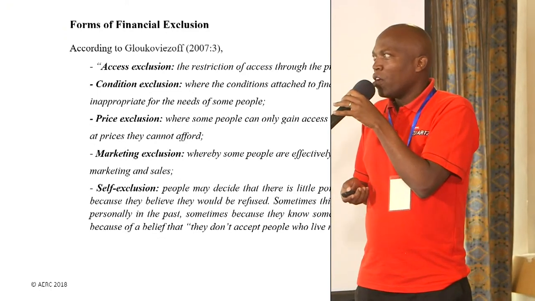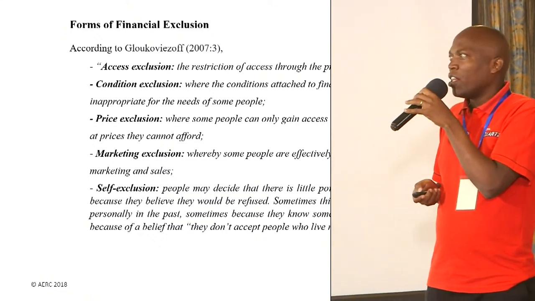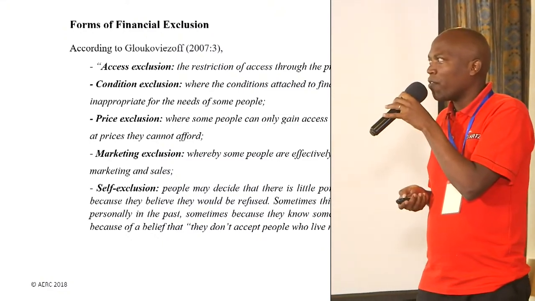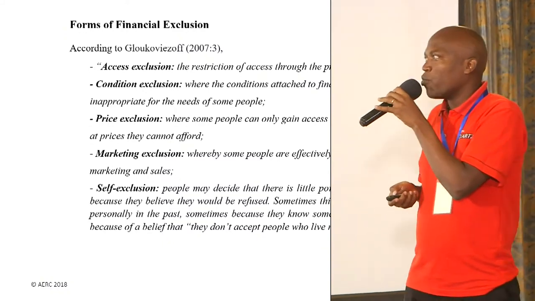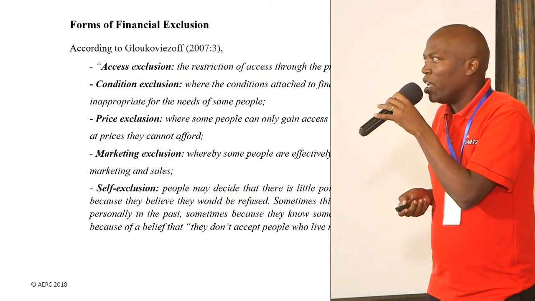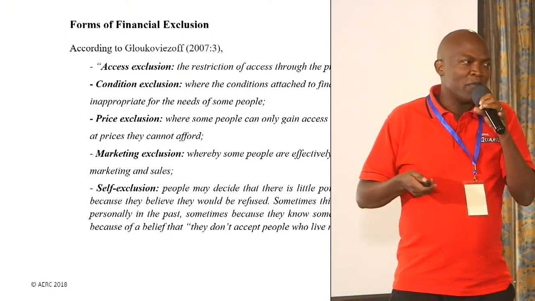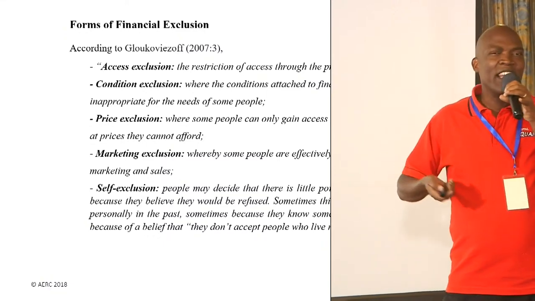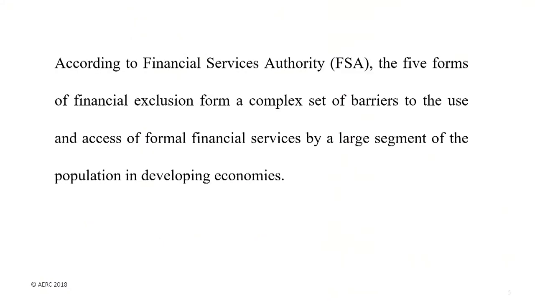And lastly, we have self-exclusion, where people may decide that there is little point applying for a financial product because they believe they would be refused. Sometimes this is as a result of having been refused personally in the past, sometimes because they know someone else who has been refused, or because of a belief that they don't accept people who live around here. So all these go to somebody's mind, they feel, I really don't need to apply for that loan. In any case, I'll be denied. So according to the Financial Services Authority, the five forms of financial exclusion form a complex set of barriers to the use and access of formal financial services by a large segment of the population in developing countries.